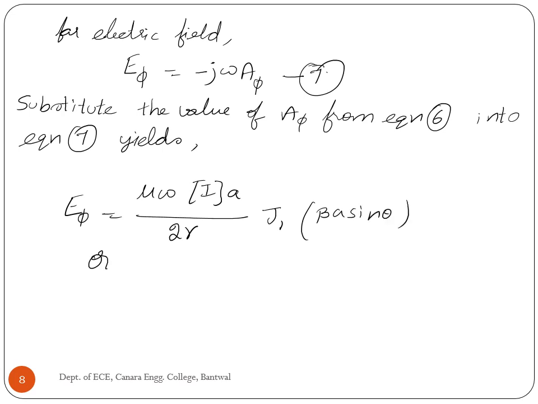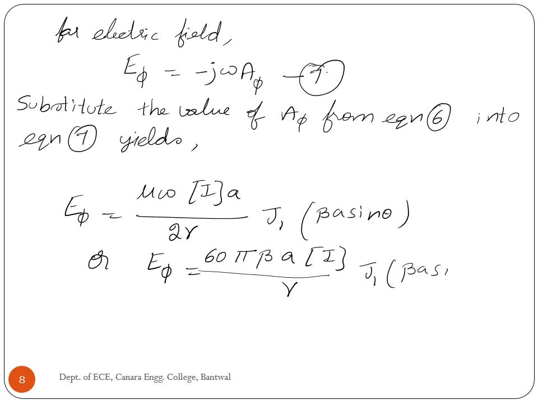or Eφ is equal to 60π βa I divided by r J1 of (βa sin θ).